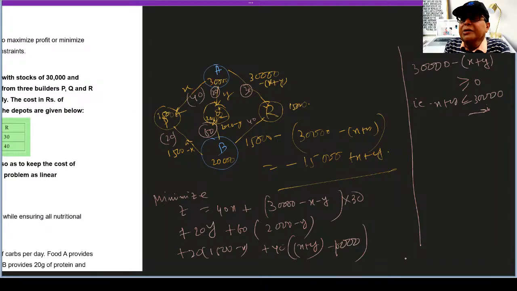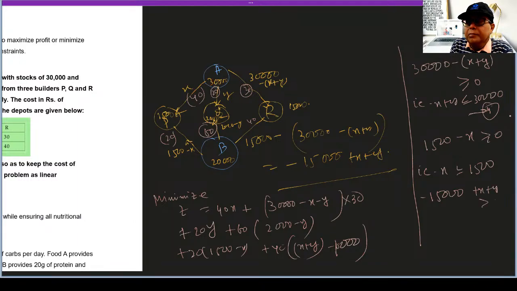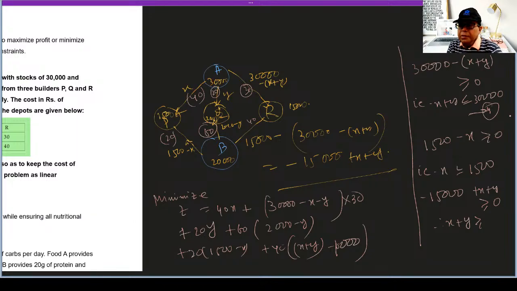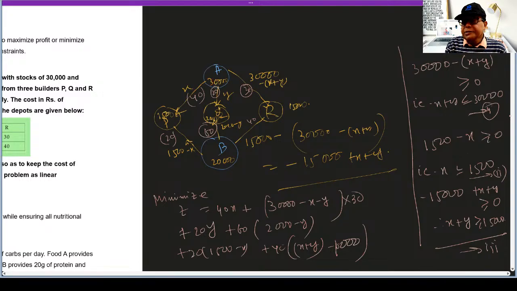Okay, this you take as number 1. And next one, 1500 minus x is less than or equal to 1500, and then minus 15,000 plus x plus y greater than or equal to 0. Therefore x plus y greater than or equal to 15,000. Alright? Check any other restriction there or not. This is number 2 and this is number 3. Hope we have understood. We don't get any other restriction.